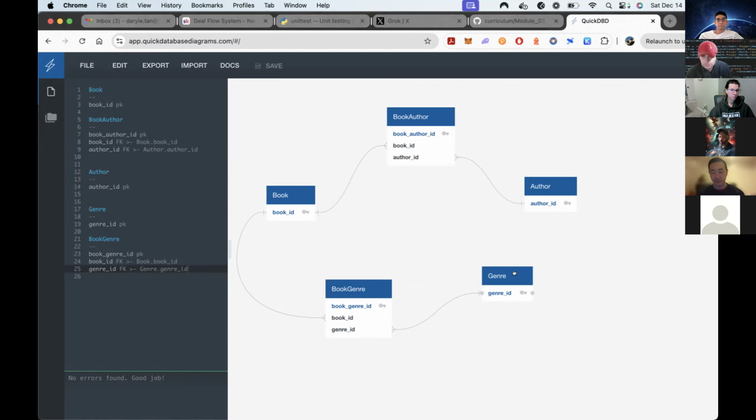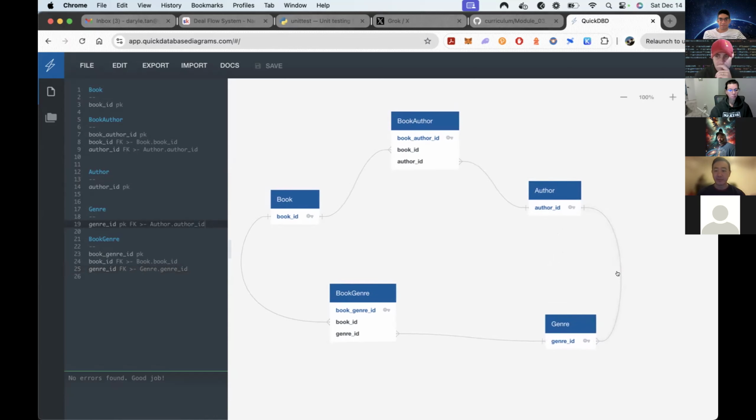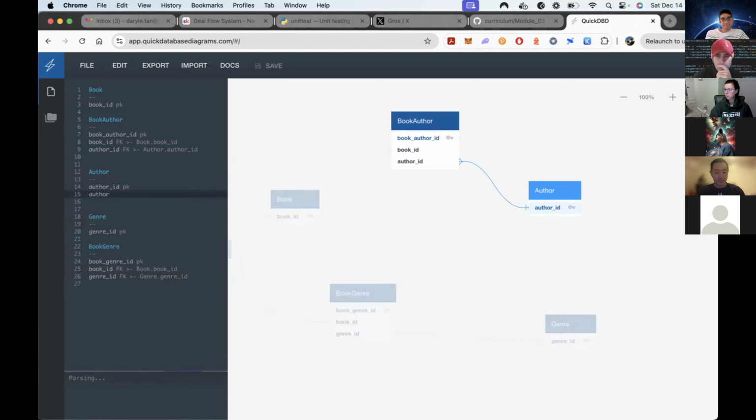Can you speak more about the circular reference? I'm not really seeing what can happen if a circular reference is made. Sure. Actually, Daryl, instead of linking genre ID to author, could you create a new field in author that's called something like author genre? And then we can link that back to genre.